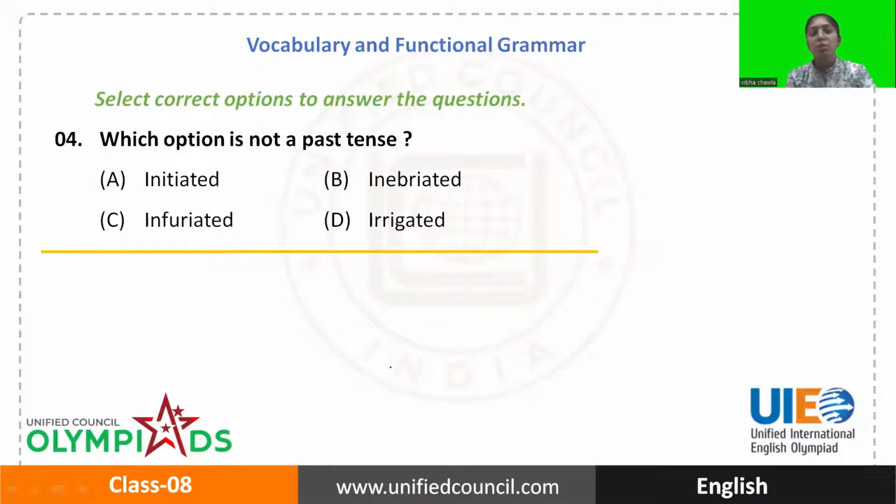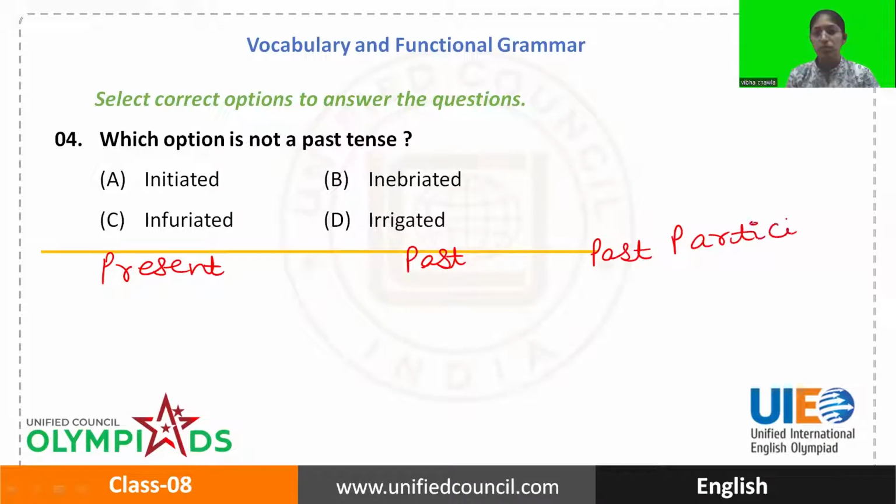Then we have question number 4. Which option is not a past tense? Initiated, inebriated, infuriated, or irrigated. So which one is not a past tense? See, we have three forms of verb, right? Present, past, and we have past participles.